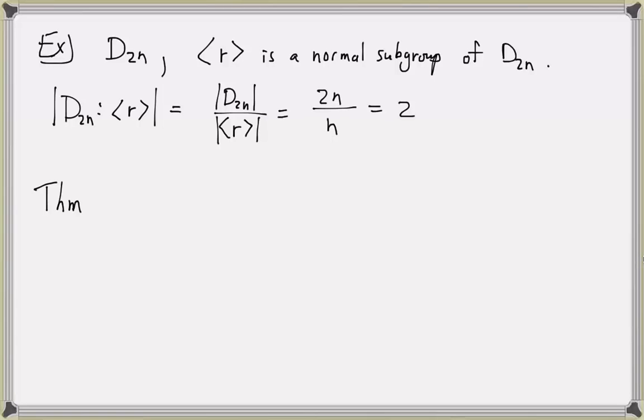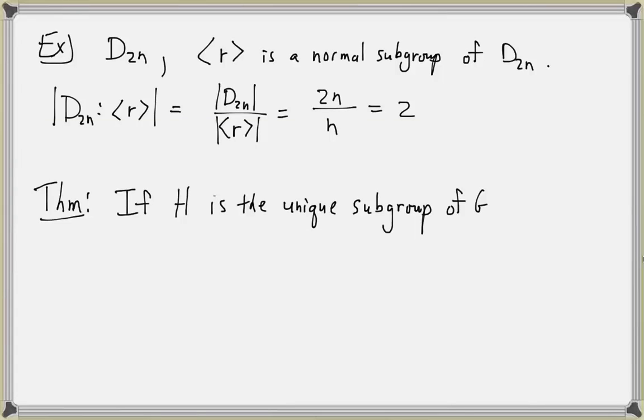Now for another theorem about normal subgroups: if you have a subgroup H, and this subgroup H is the unique subgroup of G of some particular order n, then H is a normal subgroup of G.